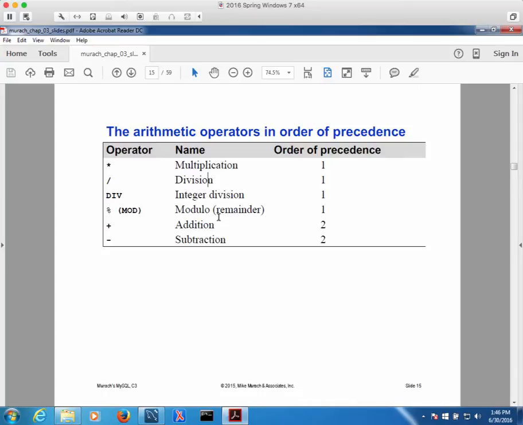Now, over on the right of the slide, we have order of precedence. This answers the question, how would we decide what the author meant if they did not provide enough parentheses to make the statement unambiguous?